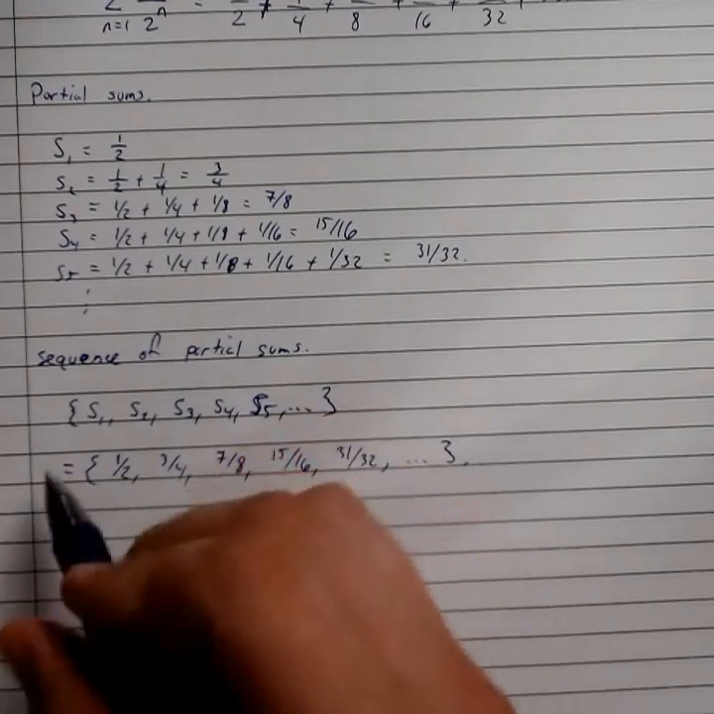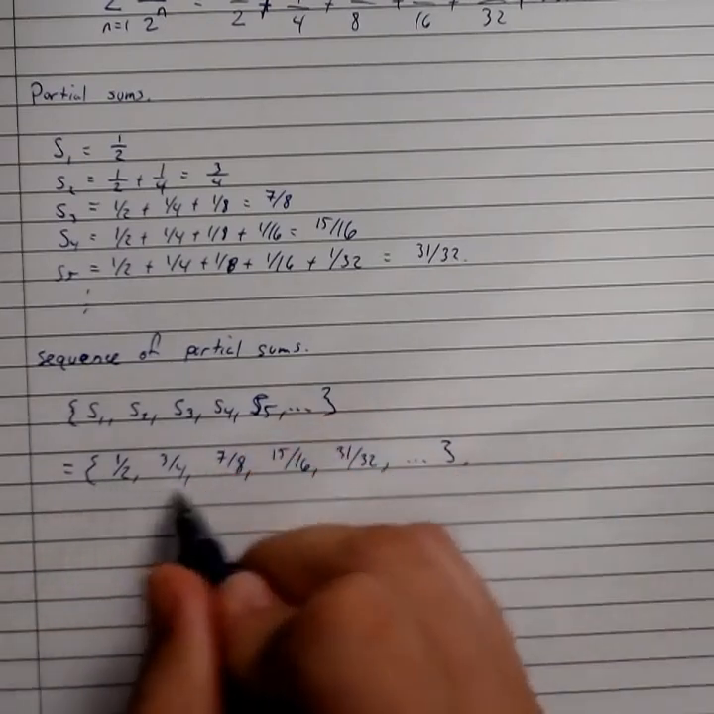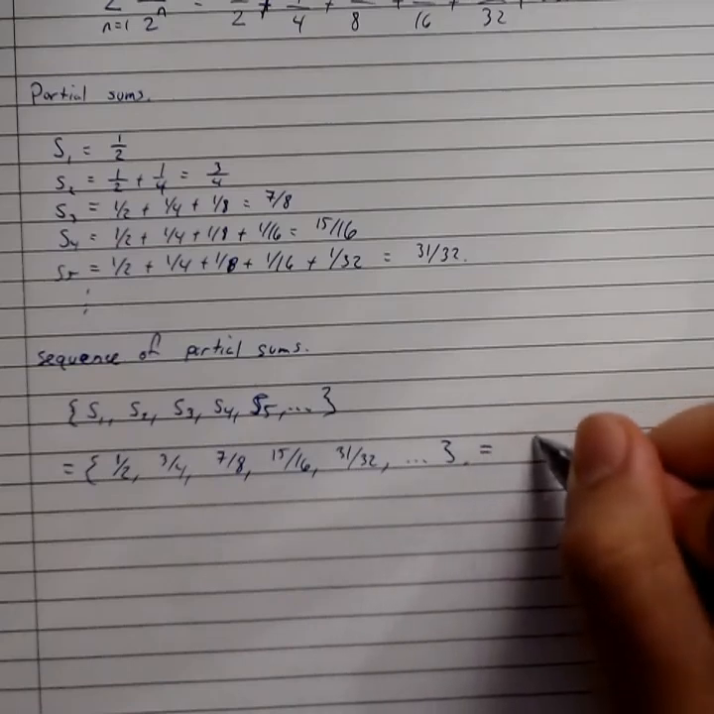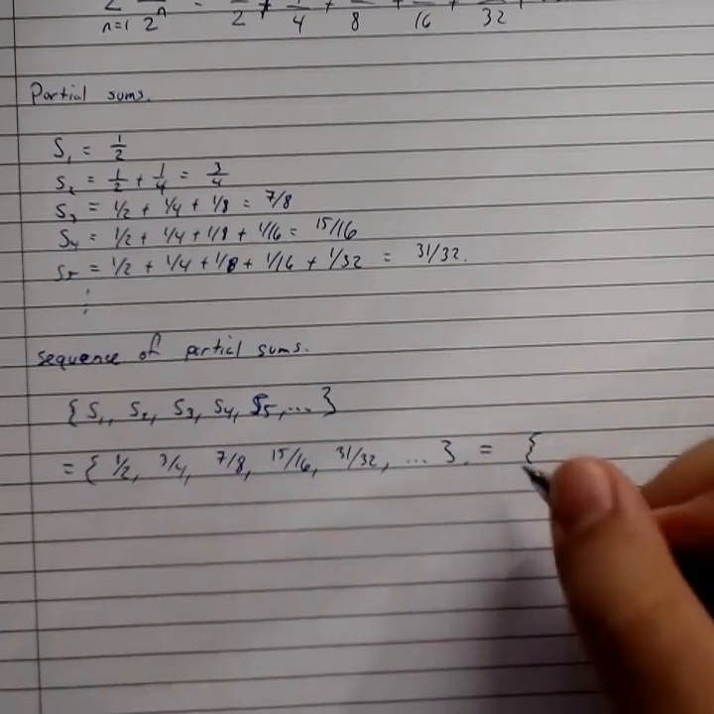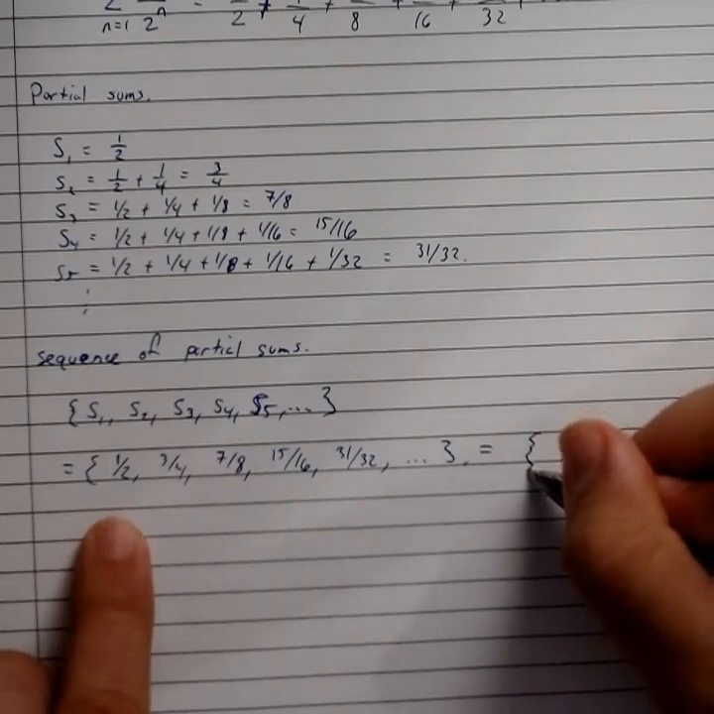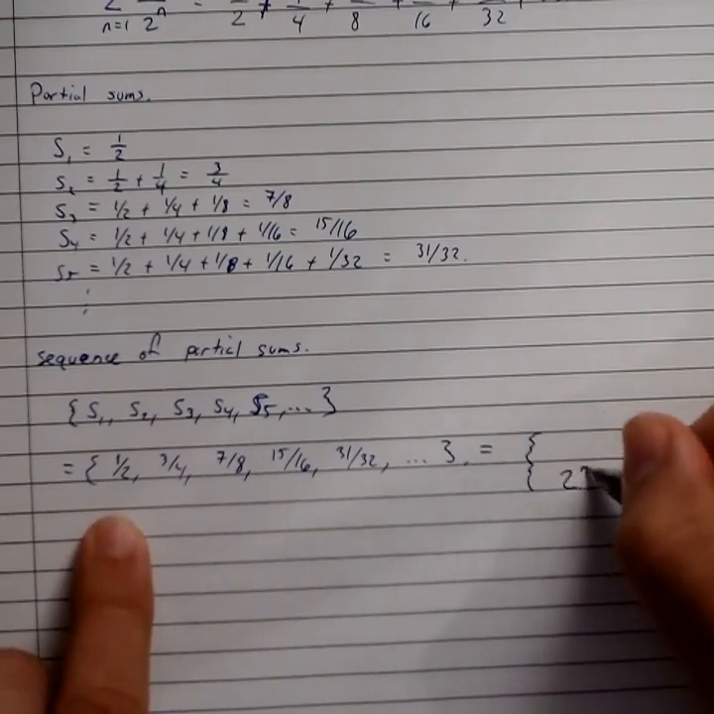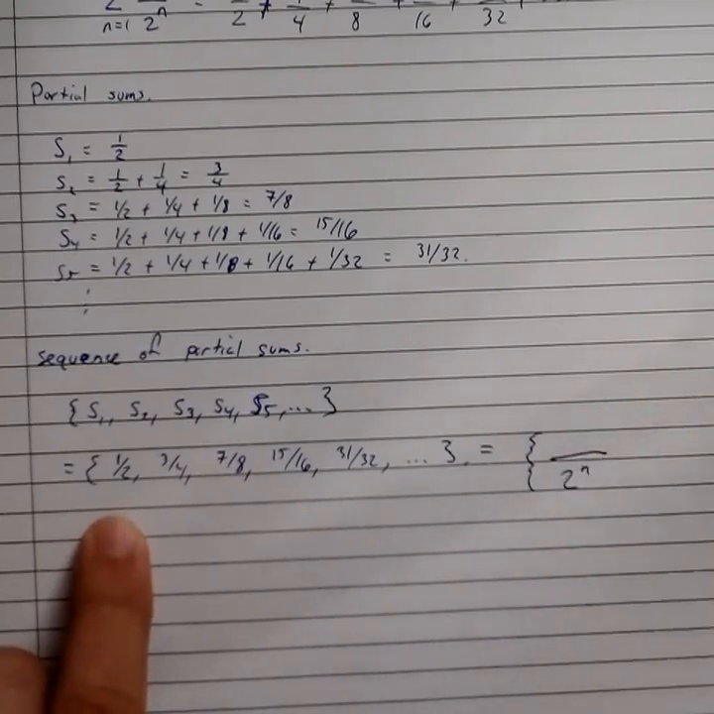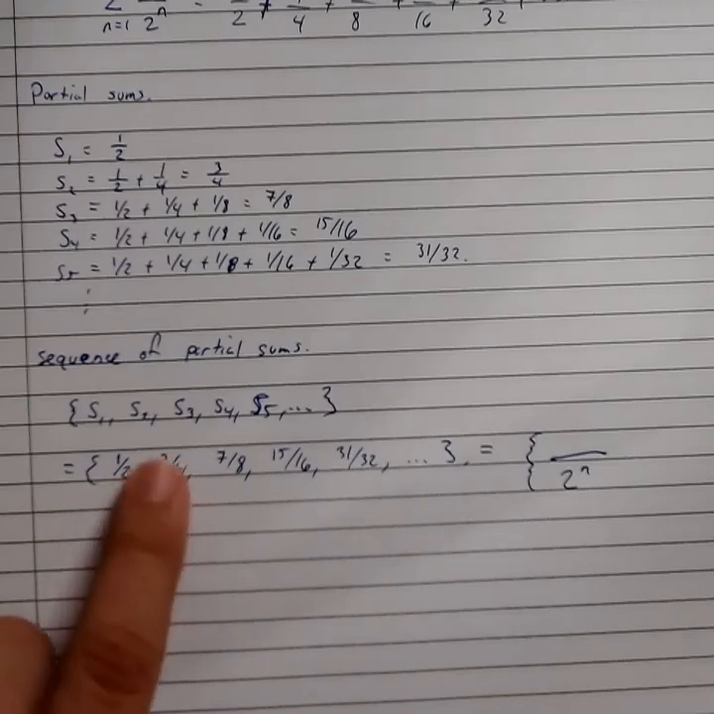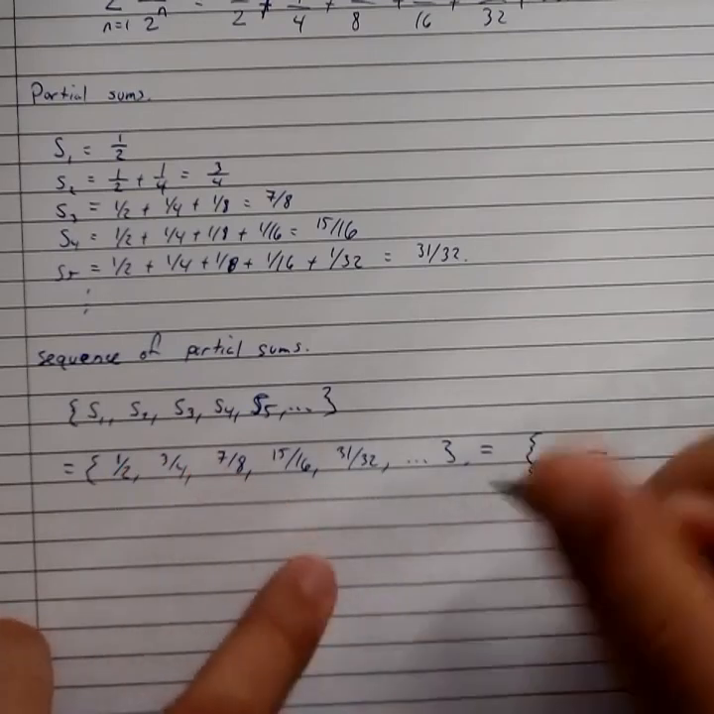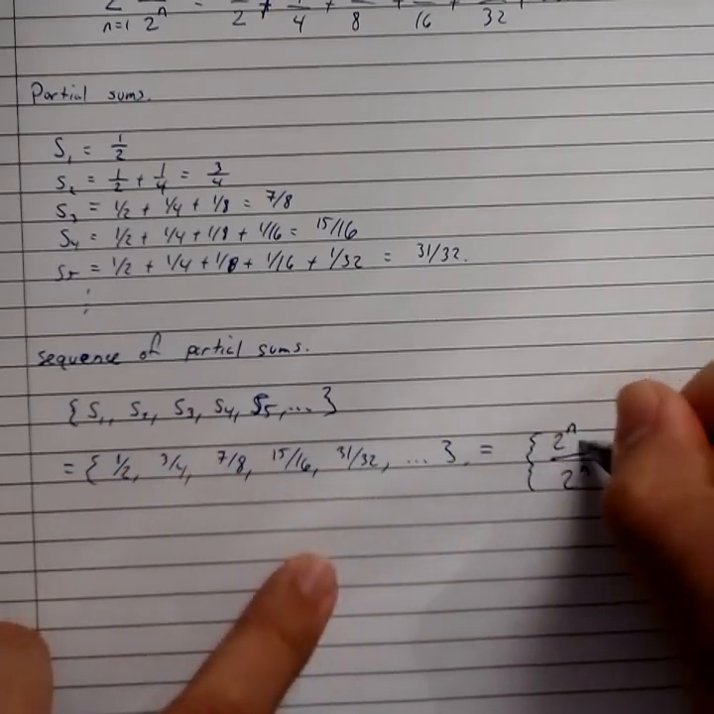So here, I could write this sequence. Instead of writing it term by term, I could just write it using its nth term. This is the sequence that's made up of, well, let's see. The denominator is 2 to the power n, and the numerator is the same as the denominator minus 1. Right? 4 minus 1, 8 minus 1, 16 minus 1.